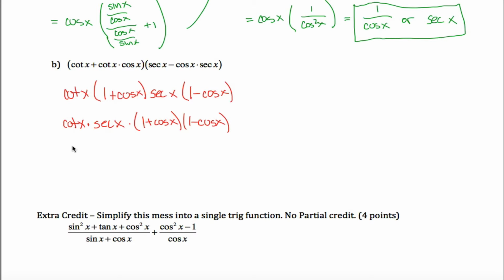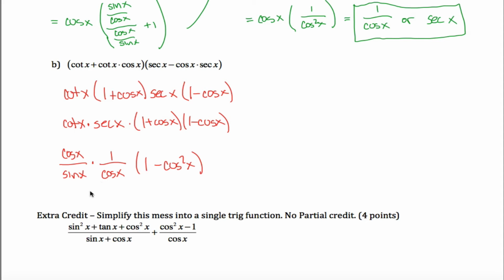And cotangent, as we saw above, is cosine of x over sine of x. Secant is 1 over cosine of x. It's going to simplify nicely. And then I got 1 plus cosine of x times 1 minus cosine of x. If I FOIL that out, I would be left with 1 minus cosine squared x.